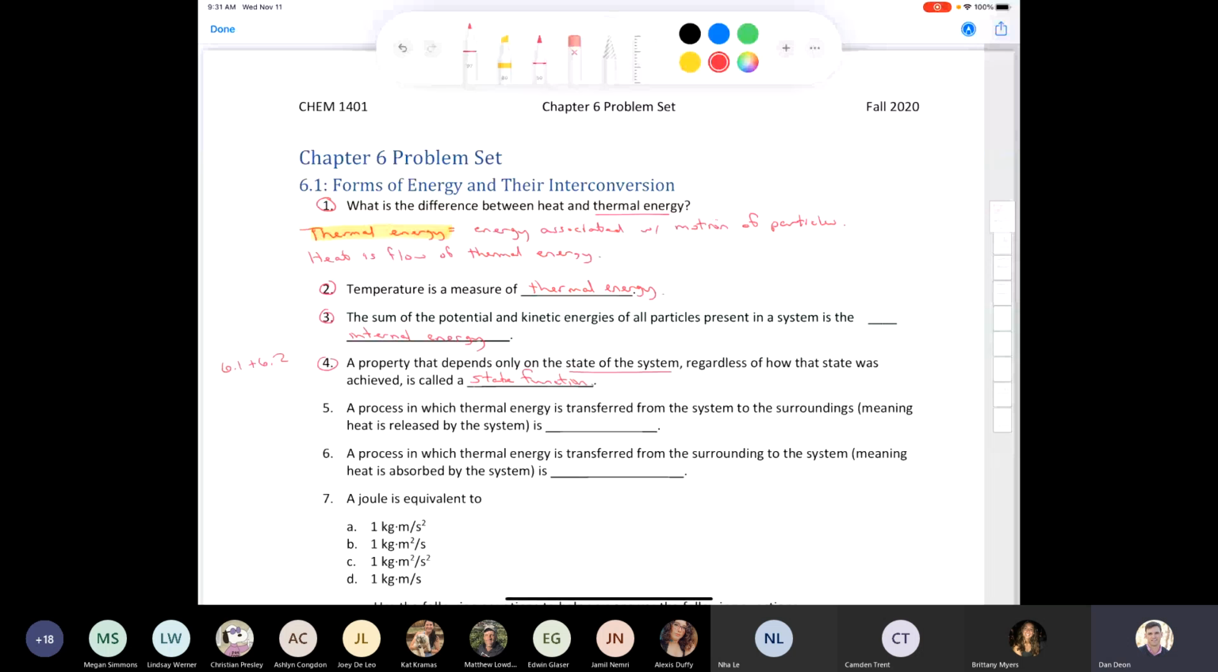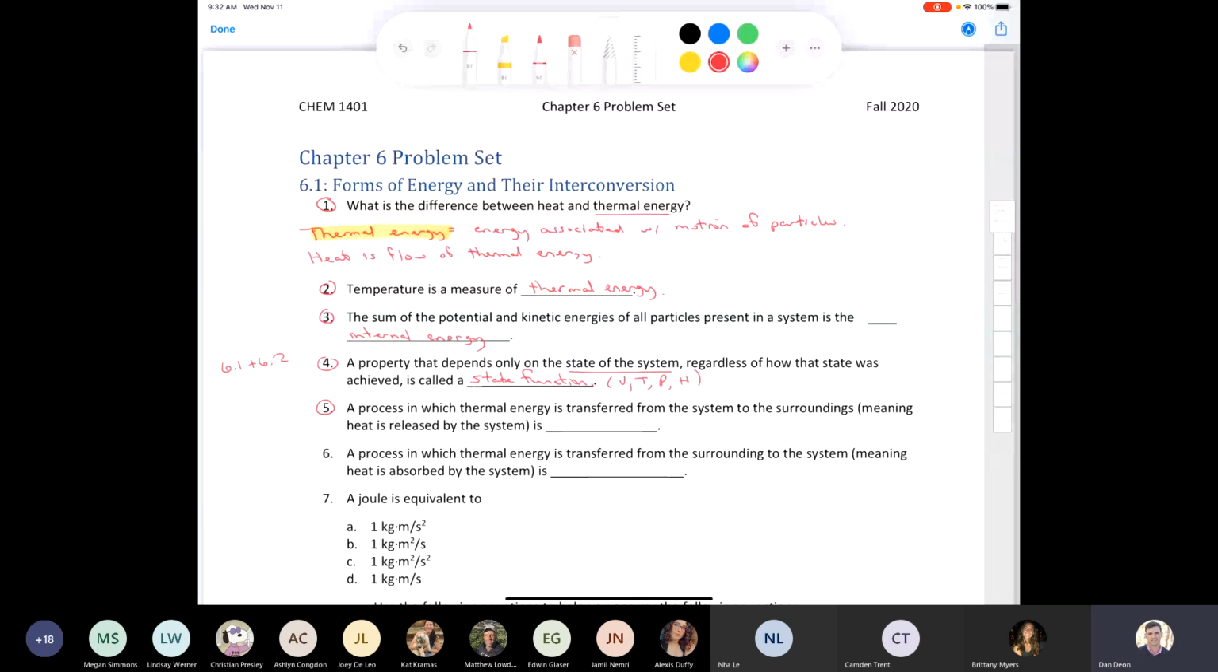The property depends only on the state. Doesn't matter how we got there. For example, what are some state functions? Volume, temperature, pressure, enthalpy. Those are all state functions. Whereas work, for example, W, is not a state function.